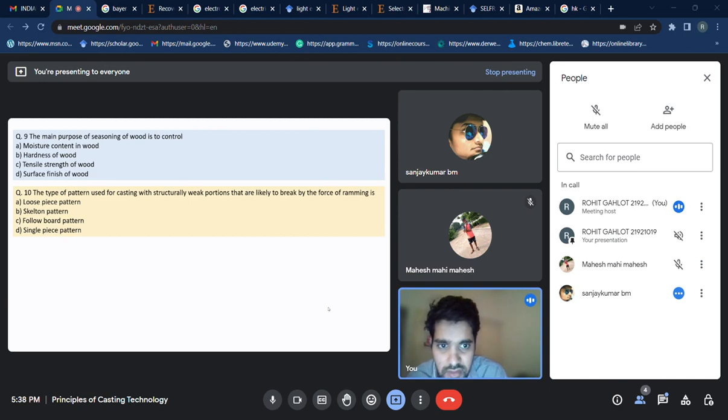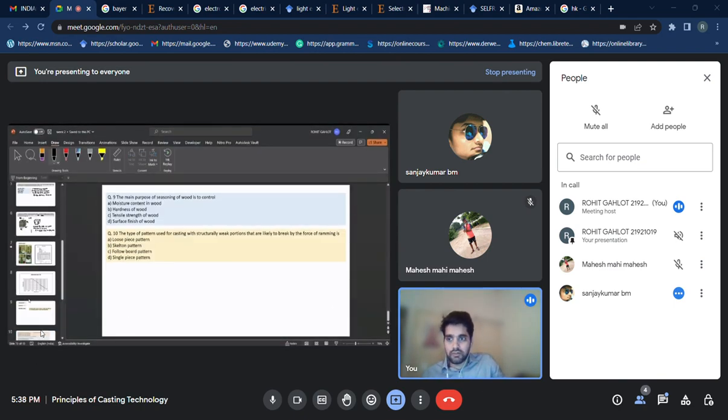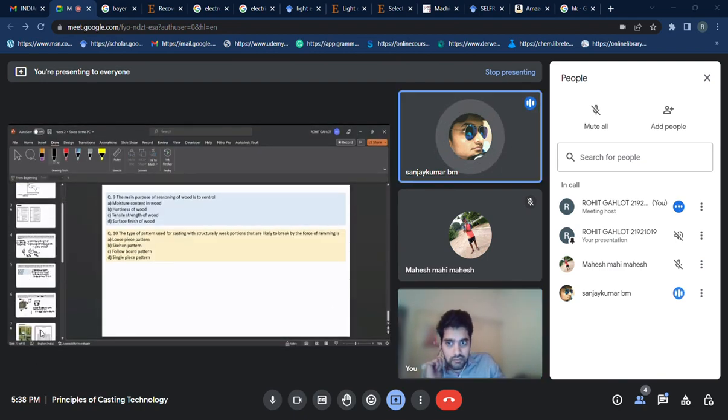It is actually covered. Yeah, right. It is covered in the theory itself by Professor Jha. And then the last two questions of today's session: the main purpose of the seasoning of wood is to control moisture content.